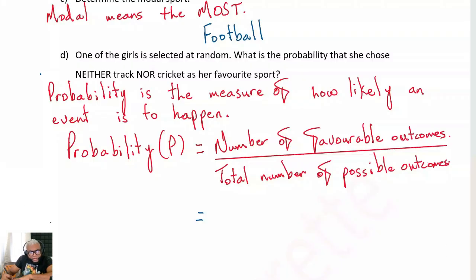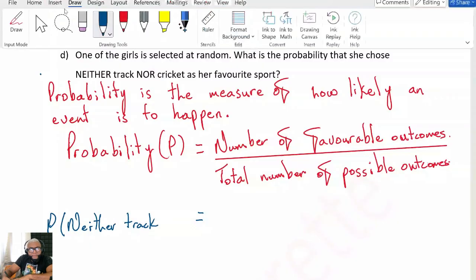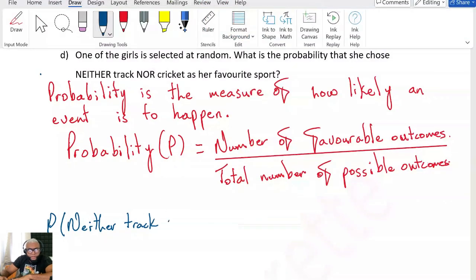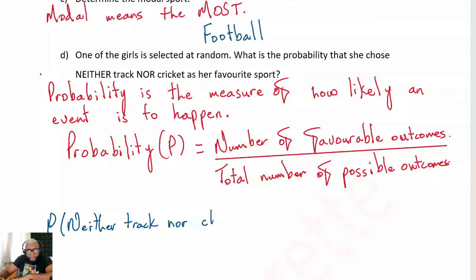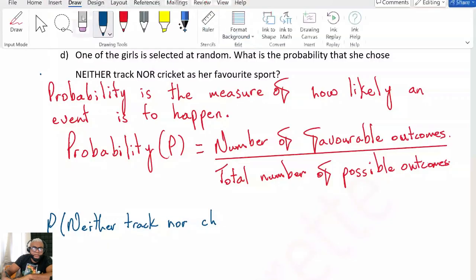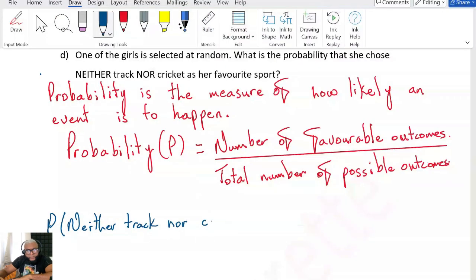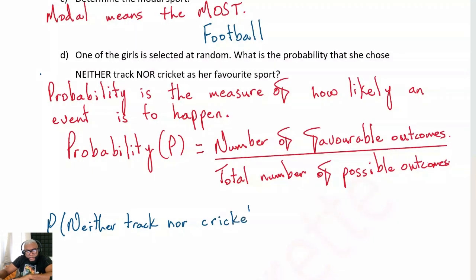Right. So I'm going to put capital P, and then I'm just going to put neither track nor cricket. Neither track nor cricket, right?